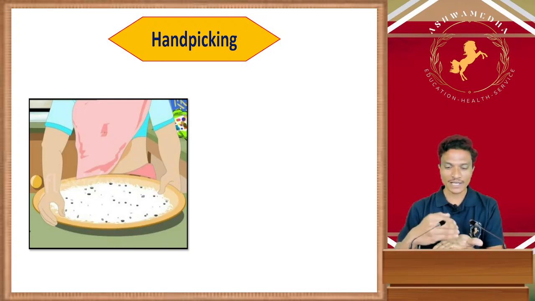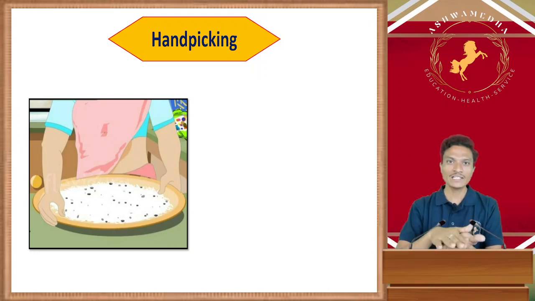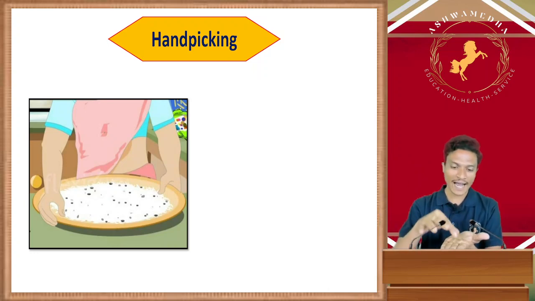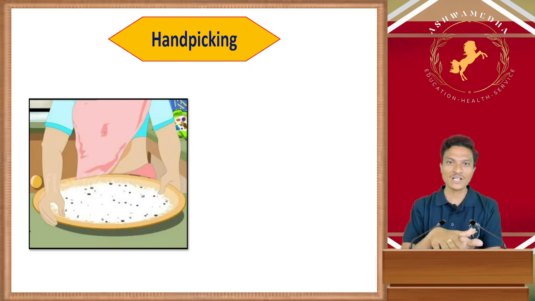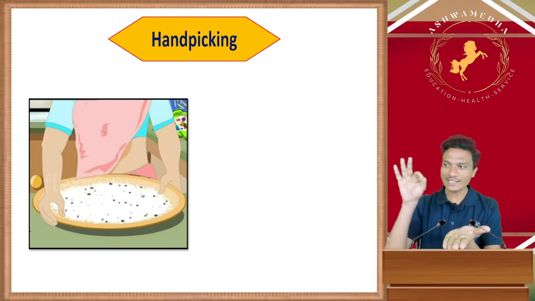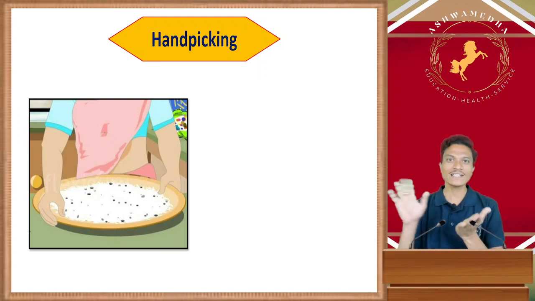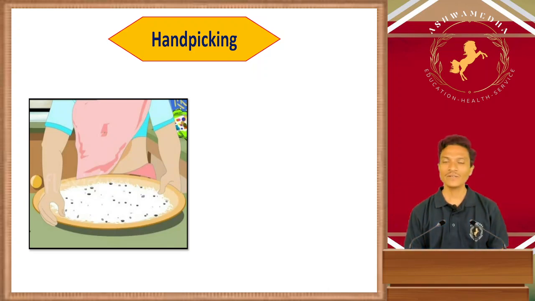She will search for the impurities and she will pick up the impurities like stones or dust materials. How will she pick up? She will just pick up by the hand and she will throw it away. This process is simply called as hand picking. This process of separating impurities from the useful substance is called as hand picking. This method of separating substances is called as hand picking. Simple. Very, very simple. Yes or no?